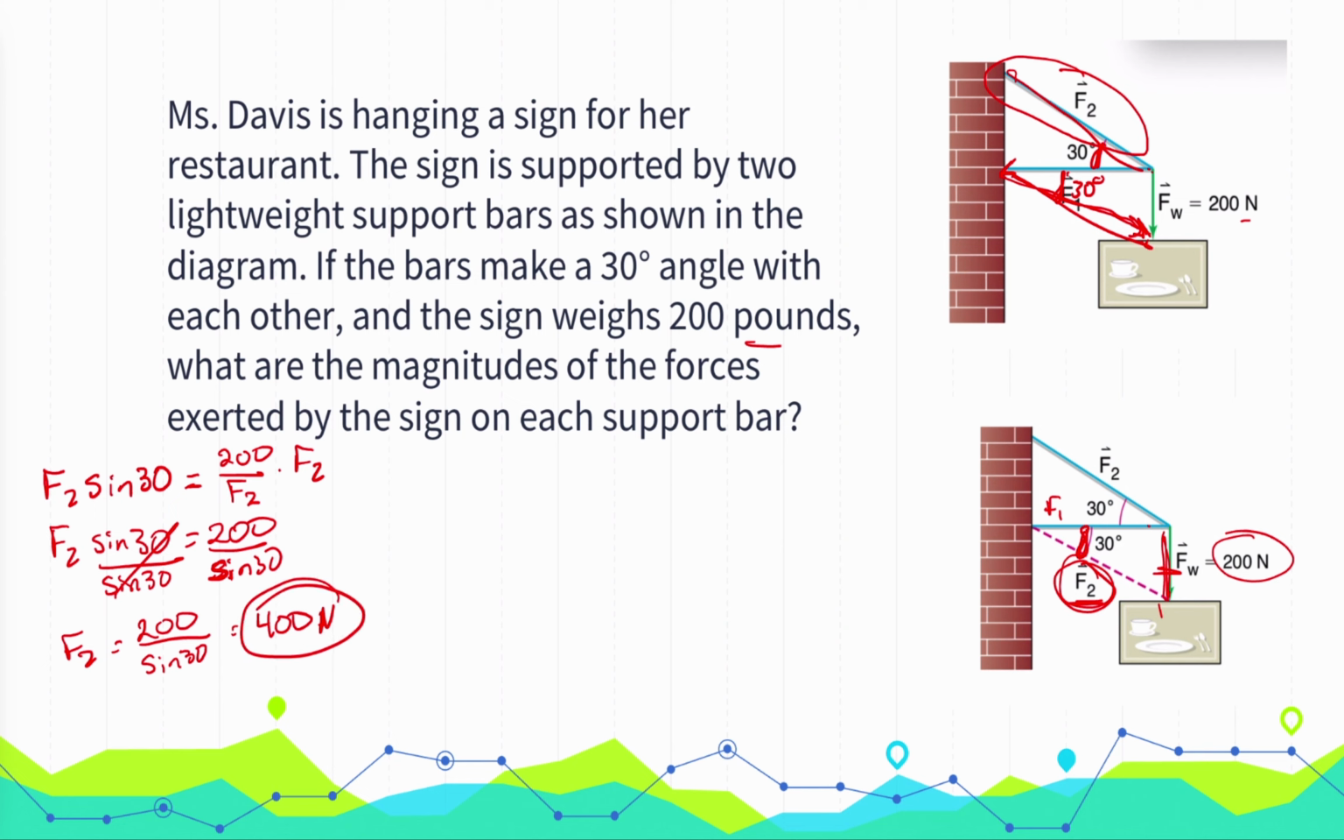And then we can do the same thing to find F1. For this angle, 200 is the opposite, and F1 would be the adjacent, so that would be tangent. Tangent 30 equals 200 over F1. And if we rearrange this exactly the same way we rearranged the last one, we get that F1 is 200 over tangent 30, which is 346 newtons or pounds, whatever unit we're supposed to be using here.